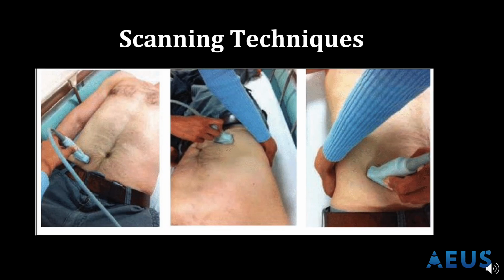Let's talk about other scanning techniques. Most of the time when the appendix is not visualized, it is because it's either retrocecal or the cecum is full of gas. One way to circumvent this is to apply pressure from the posterior flank to displace the gas as well as to move the appendix from the retrocecal position.